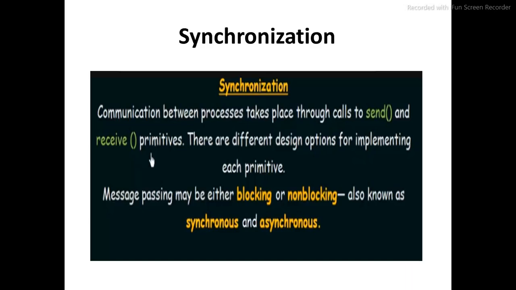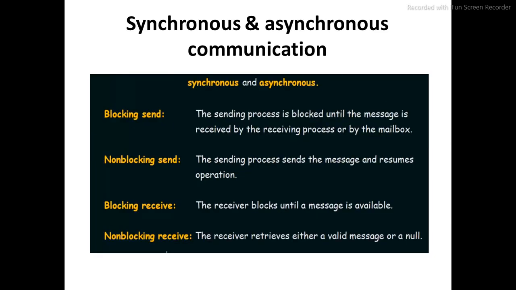So today's topic is synchronization. The communication between two processes can take place through calls to send and receive primitives. In the message passing method, the communication between two processes can be classified into two: one is blocking and one is non-blocking. The blocking method is known as the synchronous method, and the non-blocking method is known as the asynchronous method. Message passing may be either blocking or non-blocking, so they are also known as synchronous and asynchronous. Now let us see what these communication methods are.